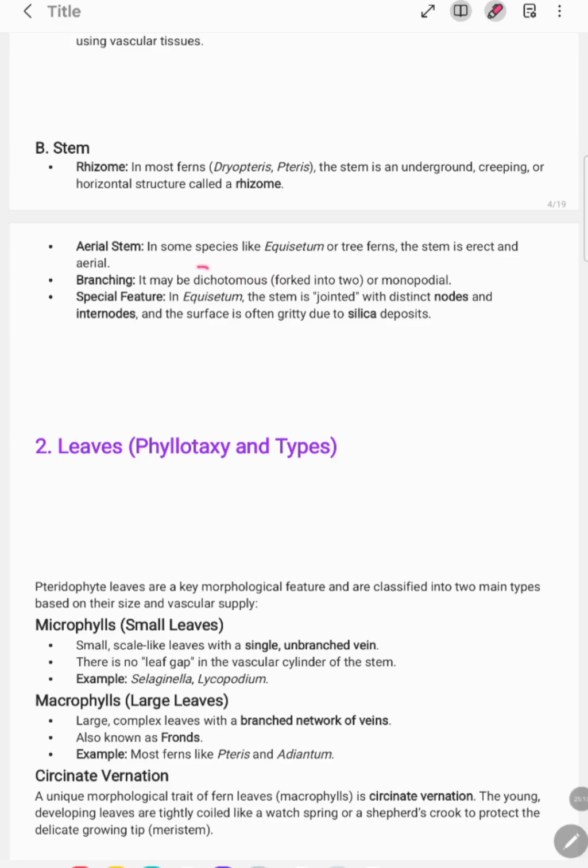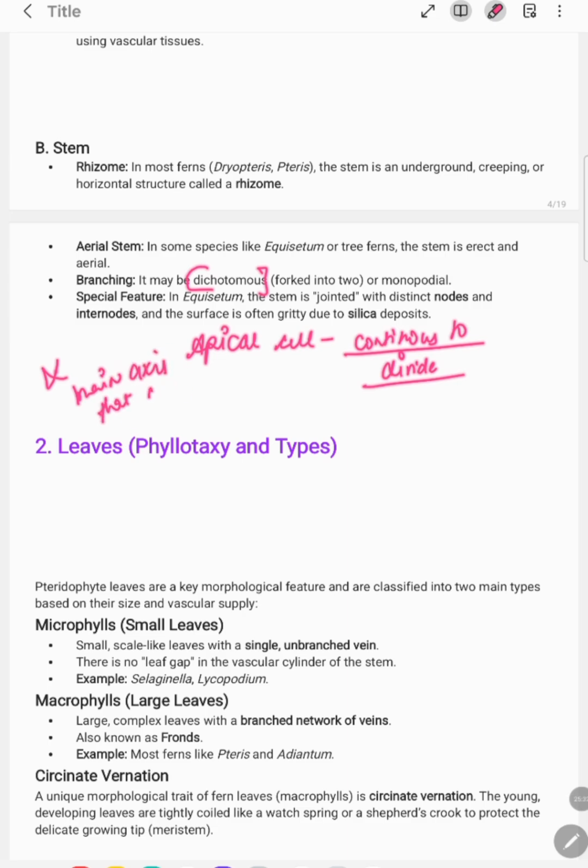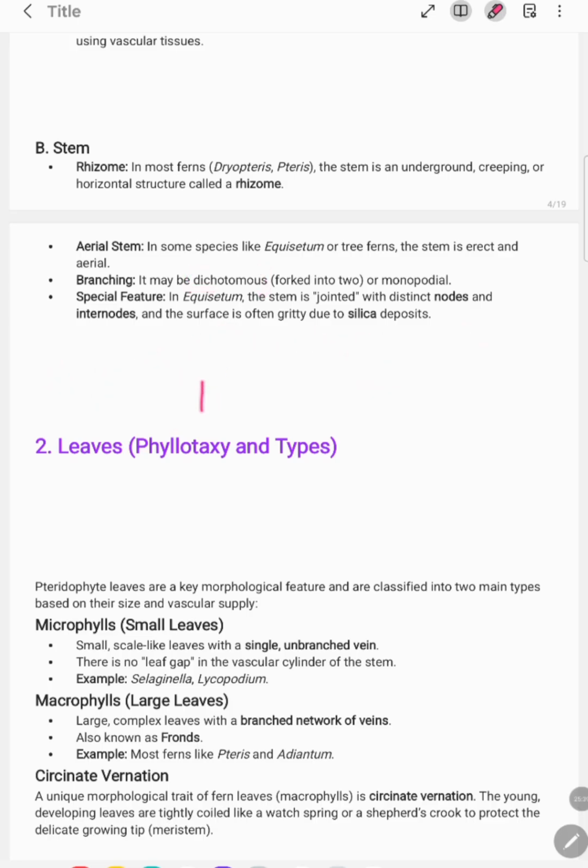While in dichotomous branching, the apical cells present in the apical meristem continue to divide. There is no main axis that continues to grow. Suppose like that, here it is dividing.